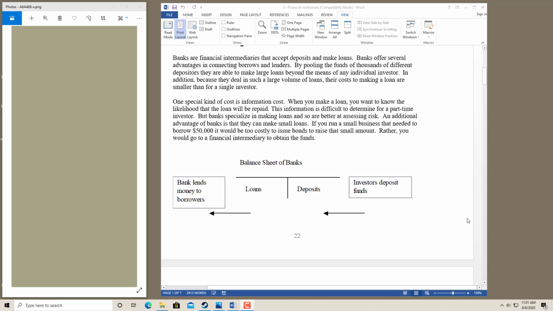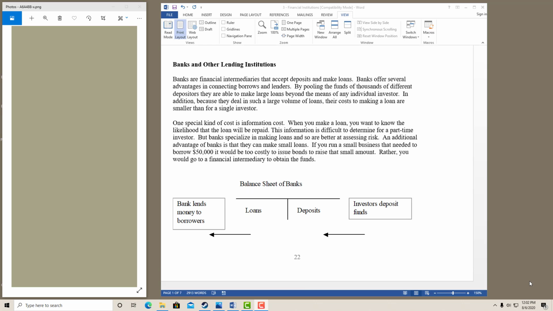Here we have a bank. And so one of the main things banks do is they take deposits and make loans. So an investor deposits funds in the bank, and those deposits are liabilities for the bank. Right? The bank owes the deposits to the investor, so it's a liability for the bank, while it is an asset for the investors.